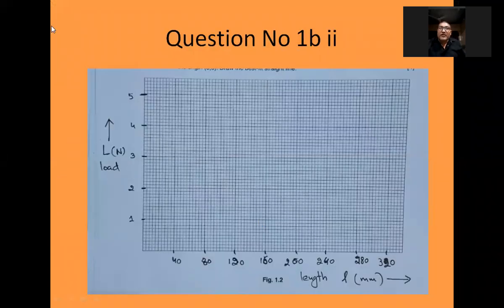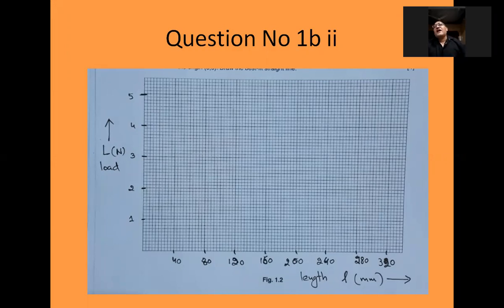Okay, so you can see that they have asked us to label. First of all, I will label the axis. On the y-axis, we will put capital L, which will be in newtons, and that is the load which we are hanging with the spring. And on the x-axis, we will put the length of the spring, and that's in millimeters.